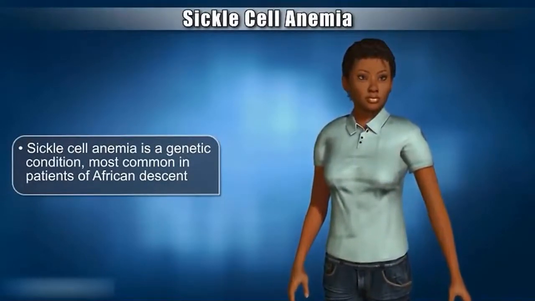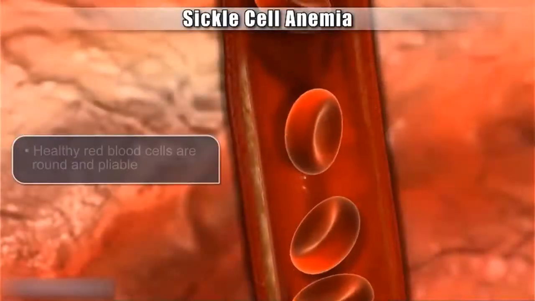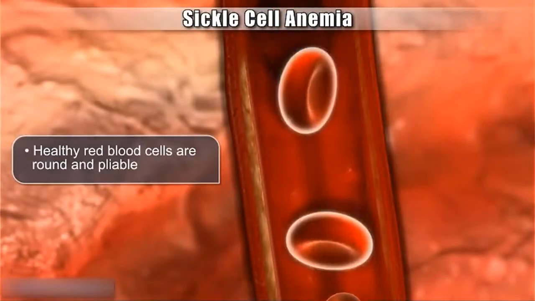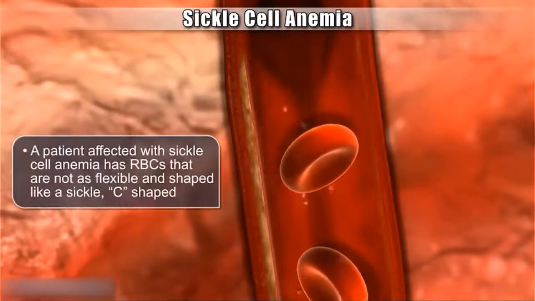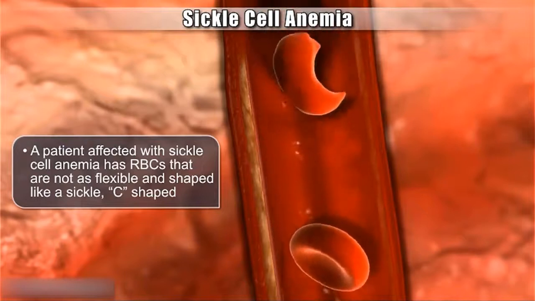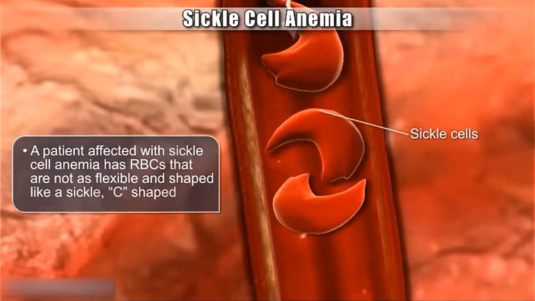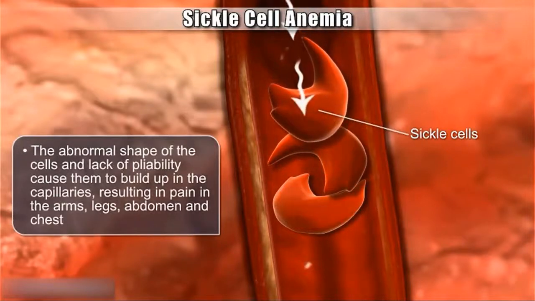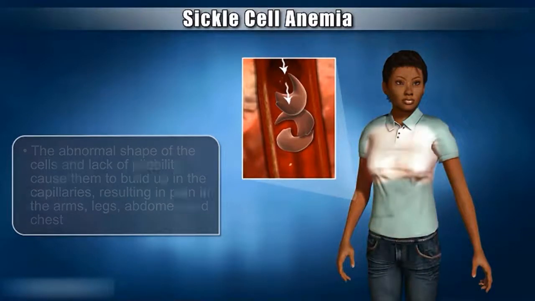Sickle cell anemia is a genetic condition which is most common in patients of African descent. Healthy red blood cells are round and pliable. A patient affected with sickle cell anemia has RBCs that are not as flexible, and they are shaped like a sickle or a C shape. The abnormal shape of the cells and lack of pliability cause them to build up in the capillaries, resulting in severe pain in the arms, legs, abdomen, and chest.